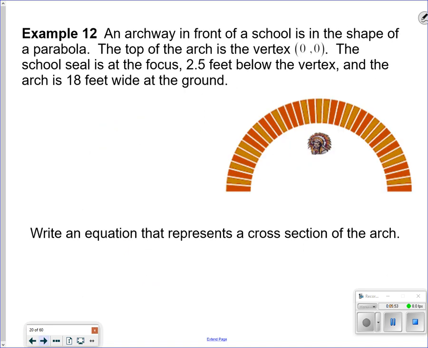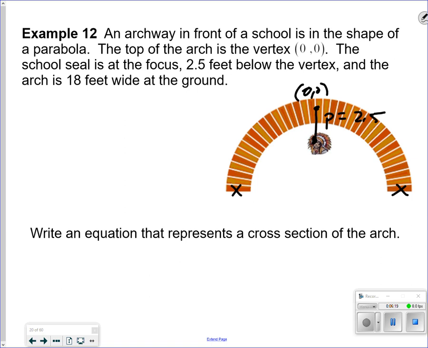An archway in the front of a school is in the shape of a parabola. The top of the arch is at (0, 0). The school seal is at the focus point 2.5 feet below the vertex. And the arch is 18 feet wide, 18 feet across. This is the point (0, 0), the vertex. And the p value is 2.5.